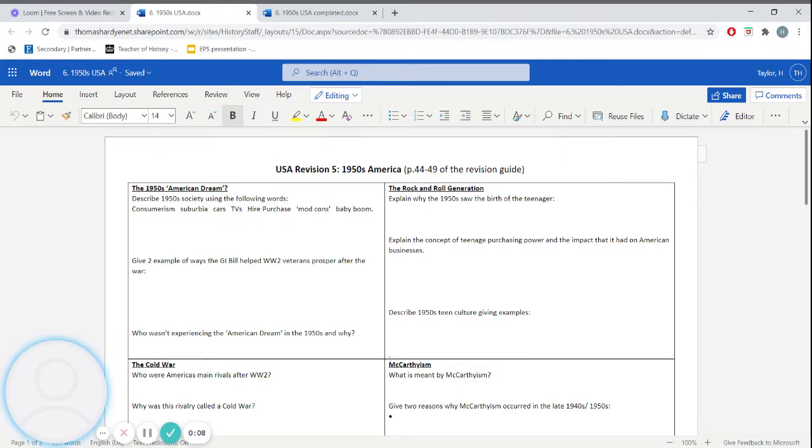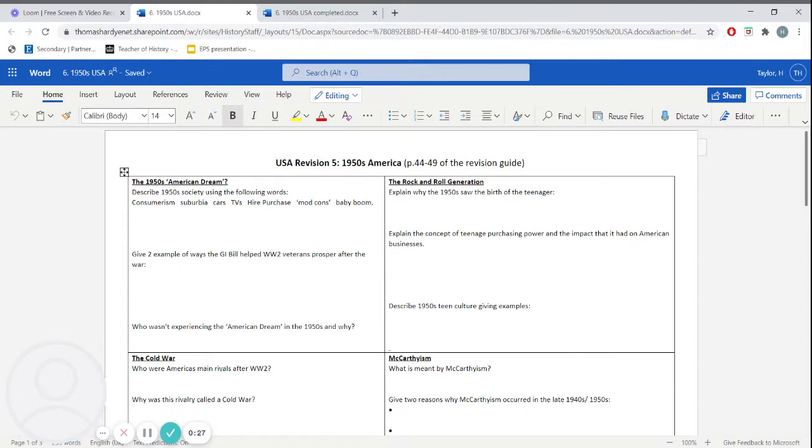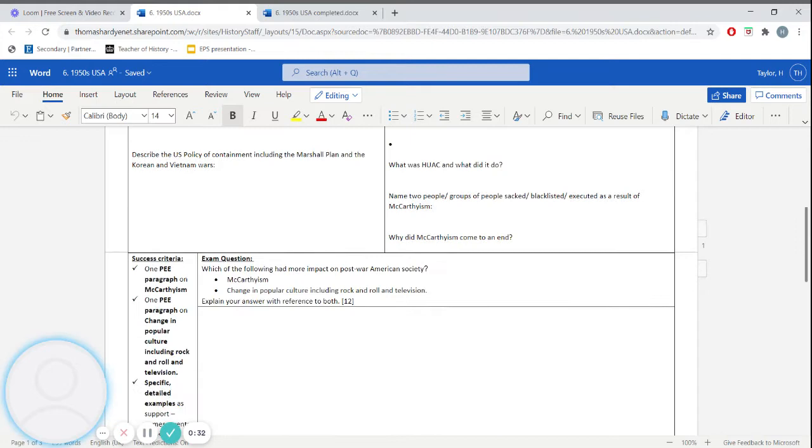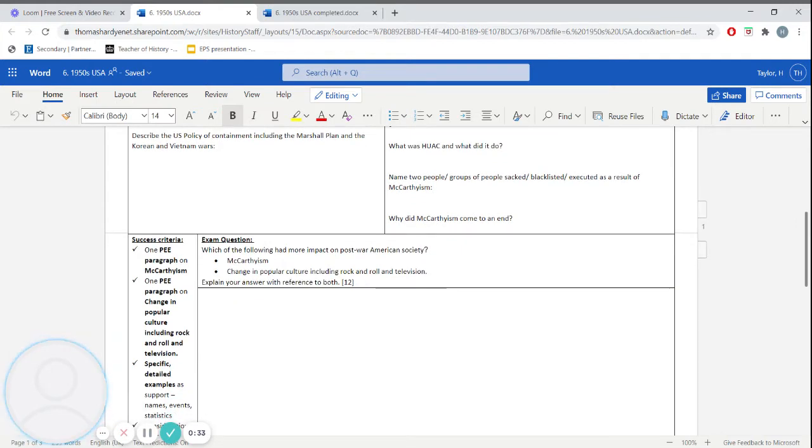Today we're going to be looking at America in the post-war period. So that's from the 1950s. We're going to be looking at some of the cultural developments that happened during that time. As with the rest of these, you should have this revision sheet that your teacher should have given you. It has a series of questions with key information of this period, and then an exam style question.